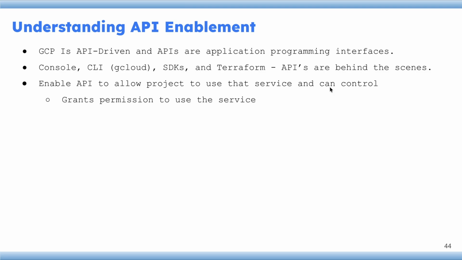The first one is it grants permission to use that service. Only after enabling the API of a particular service, your project is now allowed to send requests to that service. The next one is it activates billing for that service. After enabling the API of that service, based on the usage of the service, now you can generate charges. So costs are tracked accurately per project in Google Cloud Platform.